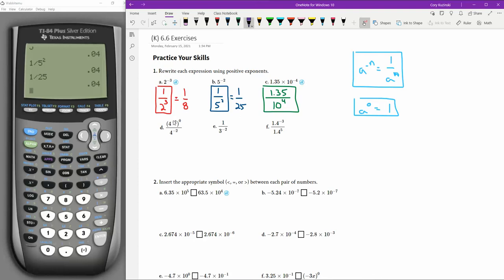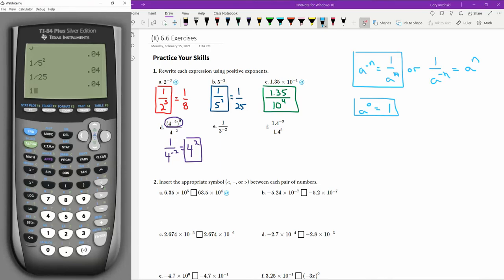On this one, anything raised to the 0 power is 1. So this right here is 1. So we have 1 over 4 to the negative 2. But I'm going to make that 4 to the positive 2, or 16. Another property we could write over here: 1 over a to the negative n is the same as just a to the positive n. So if you have a negative exponent in the denominator, you can move it to the top. So 1 over 4 to the power of negative 2 should be like 4 squared, which is 16.